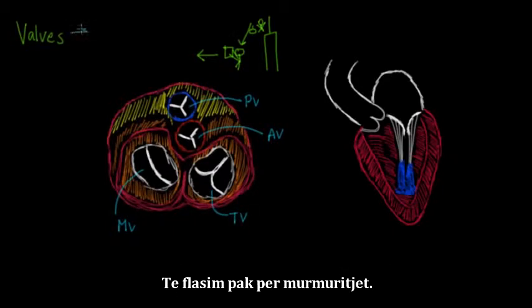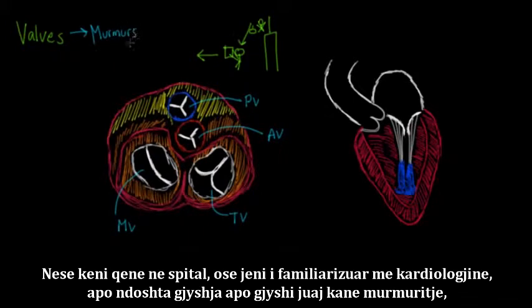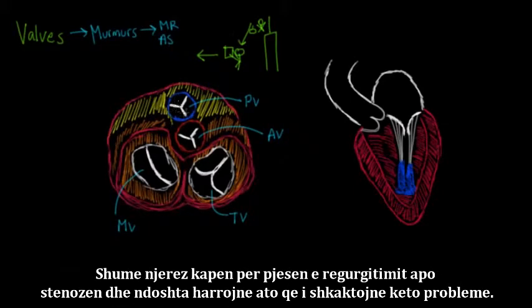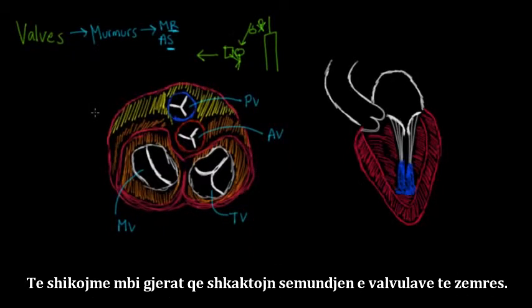So let's talk about murmurs for a second. If you've been in the hospital, or you're familiar with cardiology, or maybe your grandma or grandpa has a murmur, maybe you've heard of some of the common ones, like, let's say, mitral regurgitation, or maybe aortic stenosis. Well, a lot of people get caught up with the regurgitation part, or the stenosis, and may forget what's actually causing or caused these problems. And so let's take a look at some of the things that actually cause valvular heart disease.